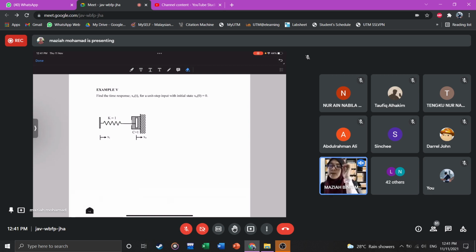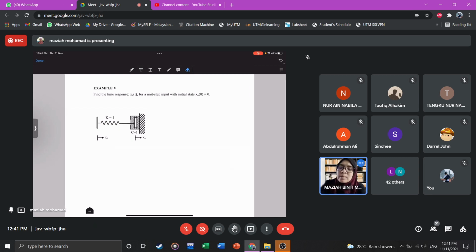All right, so here we have a spring damper system. The question is to find the time response x naught t for a unit step input. It is mentioned here that it is a unit step input, and then the initial state is given: x naught 0 is equal to 0. So that will be steps number 3 and 4 then.